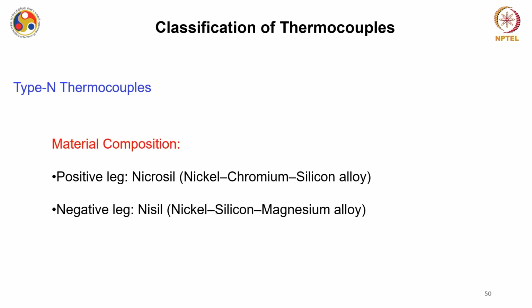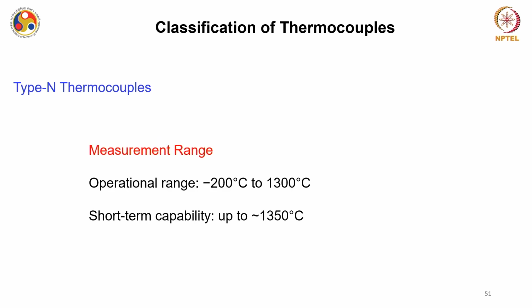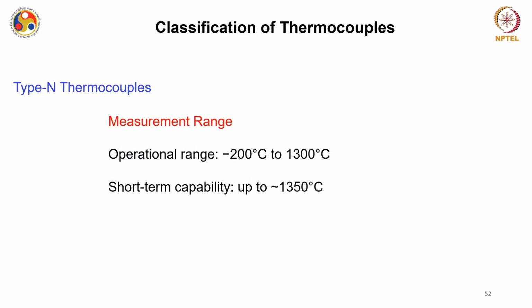Okay. The material composition is made up of nicrosil and nisil. The positive leg is nicrosil, which is an alloy of nickel, chromium and silicon, while the negative leg is nisil, which is nickel, silicon and magnesium. Okay. Operating temperature range is from minus 200 degrees Celsius to 1300 degrees Celsius, and short term capability can even cross 1300 and it can go to 1350 degrees Celsius or so.